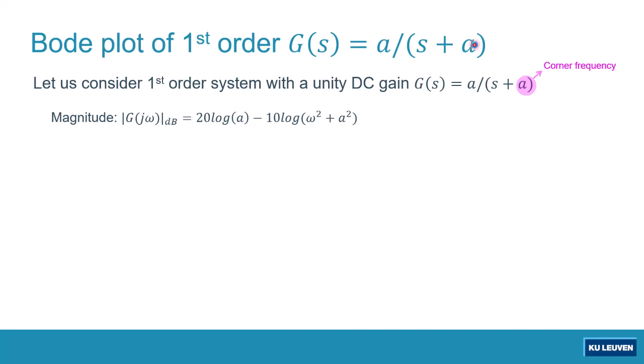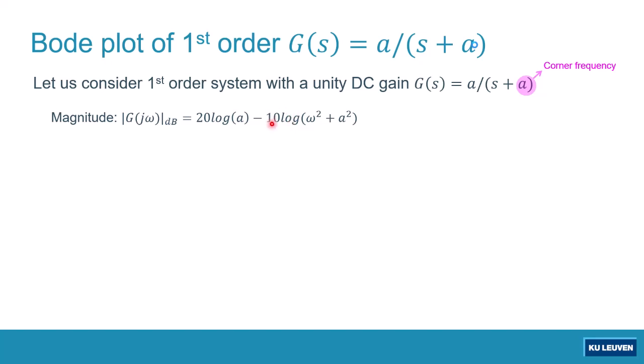We have to derive first the magnitude equation. Again, same like before, I have to replace all of the s's in my Gs to come up with the G j omega. I only have one s in my Gs here. So G j omega will be equal to A over j omega plus A. The magnitude, if you evaluate it accordingly, in dB scale will be equal to 20 log A minus 10 log omega square plus A square.